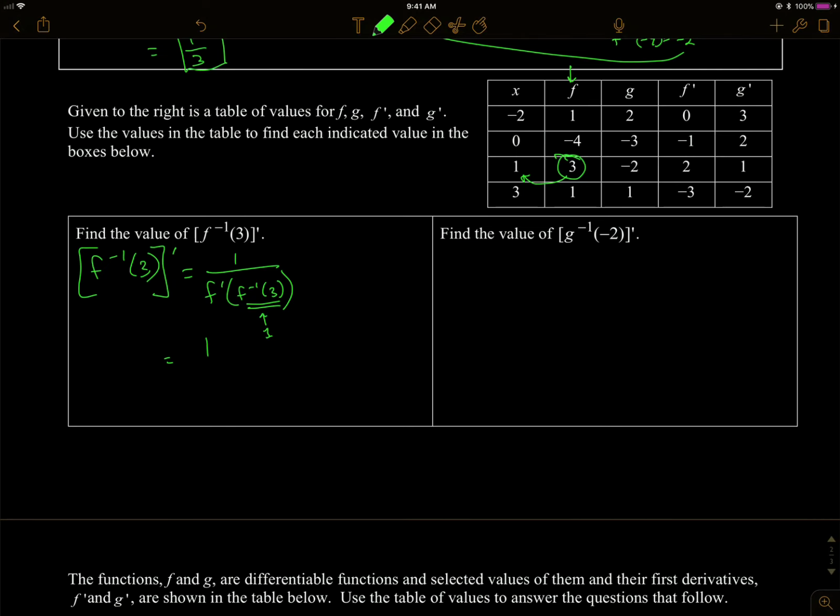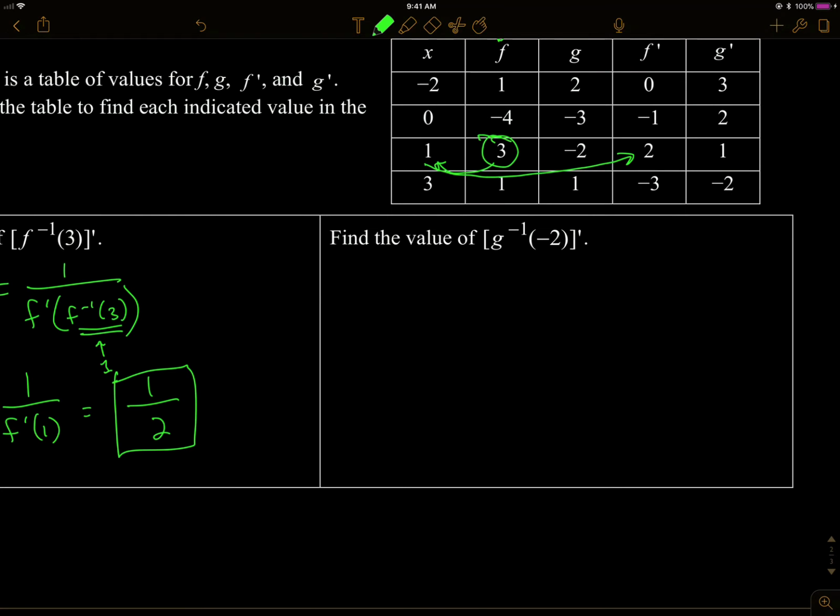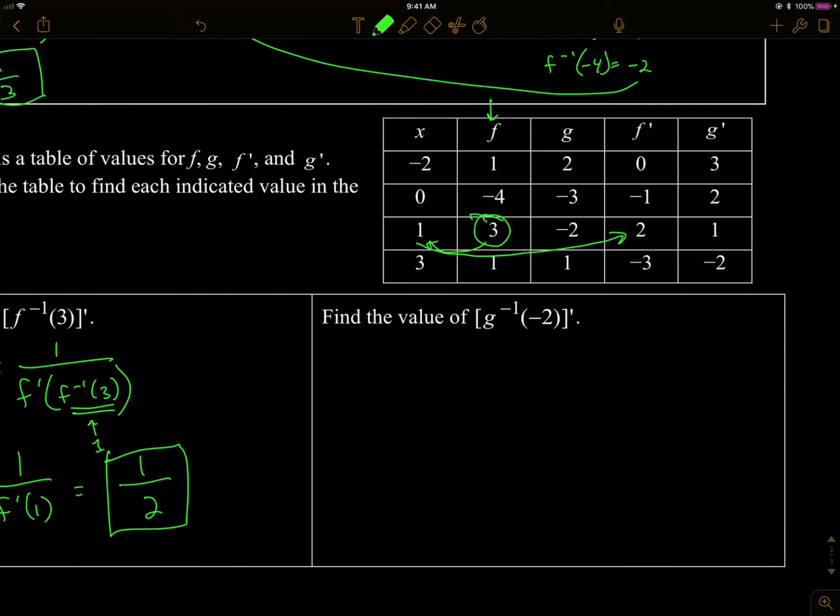So let's look at what I have here. I plug in the 1, and now I'm looking for the derivative at 1. So I go to my table. For an x value of 1, the derivative of f is 2, so I get 1/2.